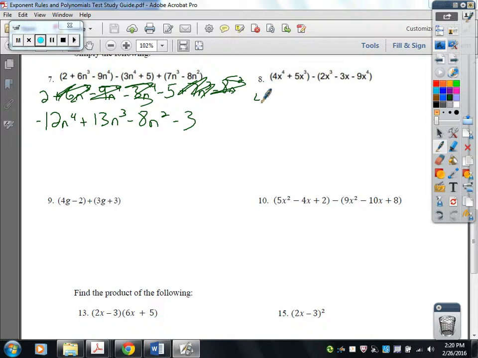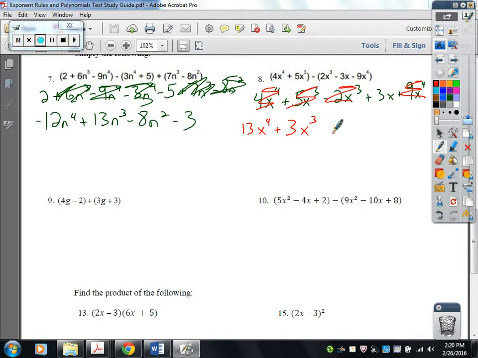Moving on. 4x to the fourth plus 5x to the third minus 2x to the third plus 3x plus 9x to the fourth. So 4x to the fourth plus 9x to the fourth is 13x to the fourth. 5x cubed minus 2x cubed is positive 3x cubed. And then just plus 3x.